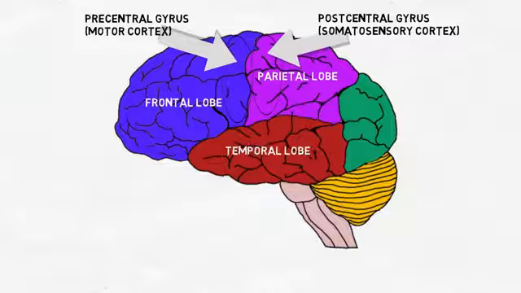The temporal lobe is involved in processing auditory signals and also is important in aspects of learning and memory. The occipital lobes contain major visual processing areas of the brain like the primary visual cortex.